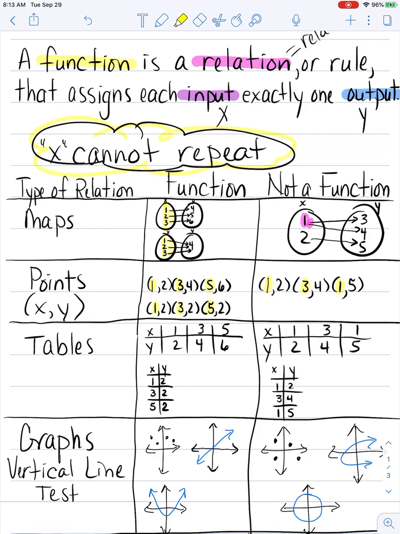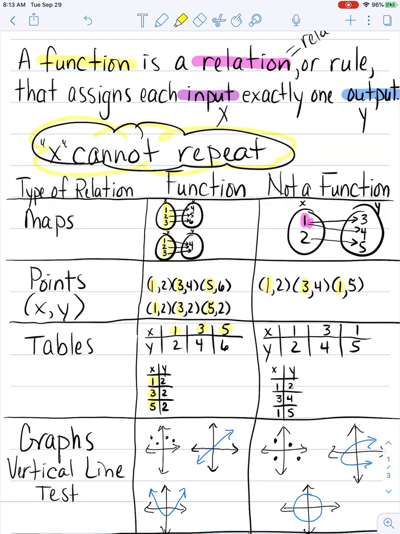So now let's take a look at tables. Tables really are just a bunch of points organized into a table. That's it. So let's look at the first table. Again, we want to look at the x values. 1, 3, 5, that's why it's a function. No repeats. Same thing here. 1, 3, 5, no repeats.